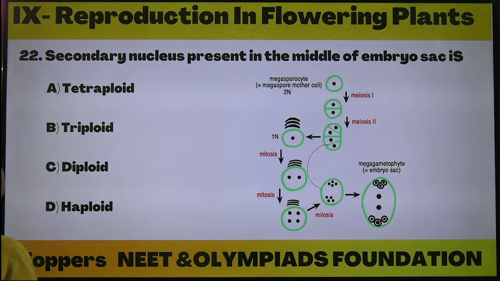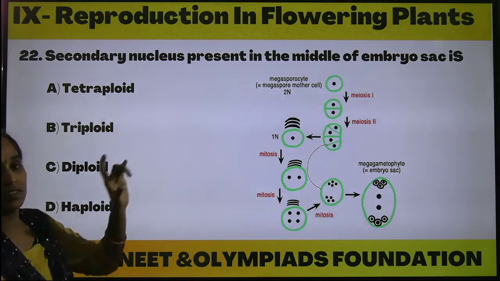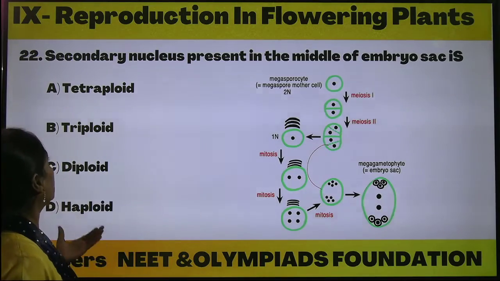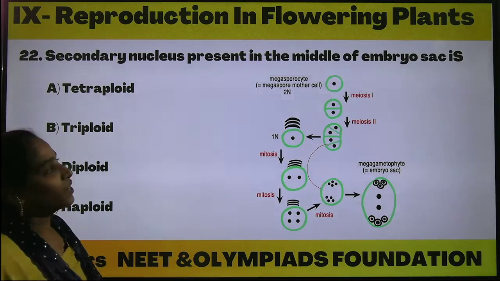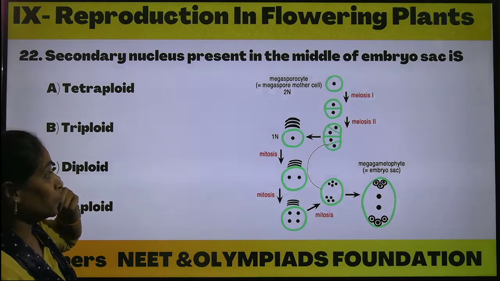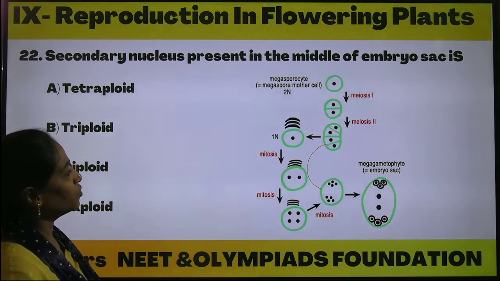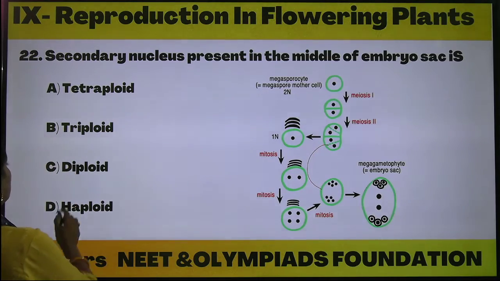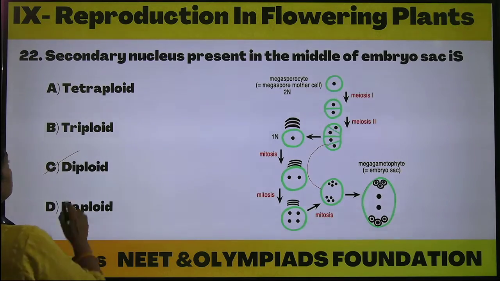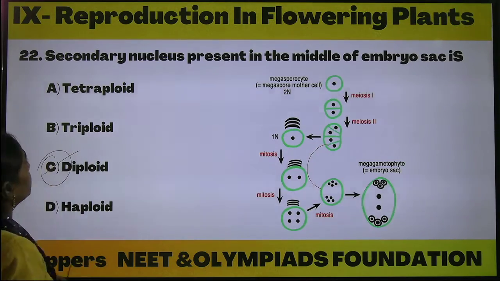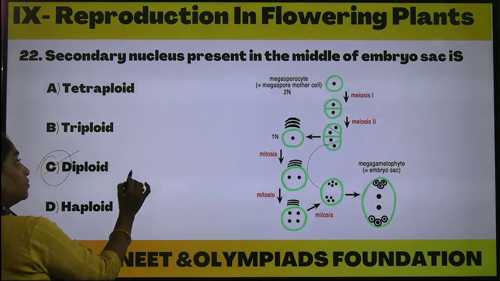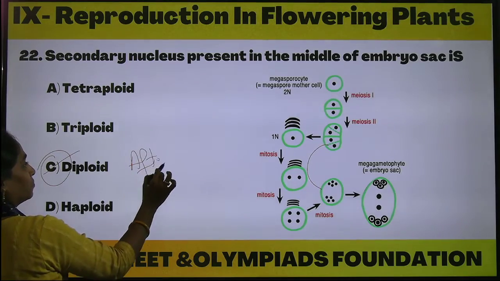What is he asking? The condition, right? Is it haploid, diploid, triploid or tetraploid in condition? The secondary nucleus present in the middle of the embryo sac is, okay. So we can observe the diploid condition. Diploid in the sense that we can observe two nuclei. So first of all we can observe the diploid condition, and after fertilization what can we observe?